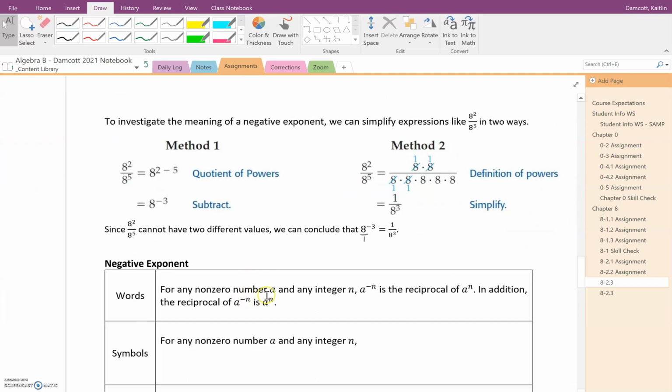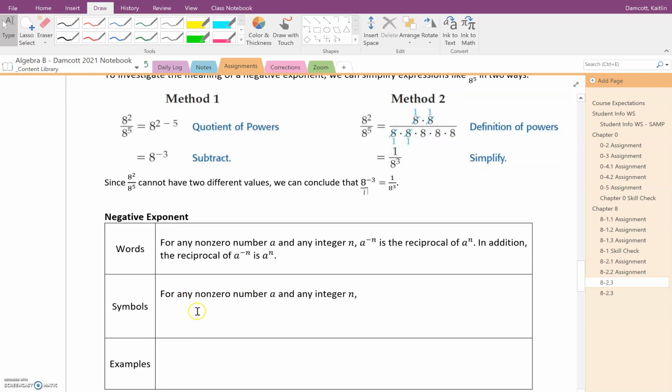So for any non-zero number a and any integer n, a to the negative n is the reciprocal of a to the n. In addition, the reciprocal of a to the negative n is a to the n. Now, this is a whole lot of math words that probably don't make a whole lot of sense. And even when we get to the symbols, this might not make a whole lot of sense. But hopefully, when we get to the example part, you'll be like, oh, well, it goes like that? Easy. So right now, I've got for any non-zero number a and any integer n, I'm going to write this.